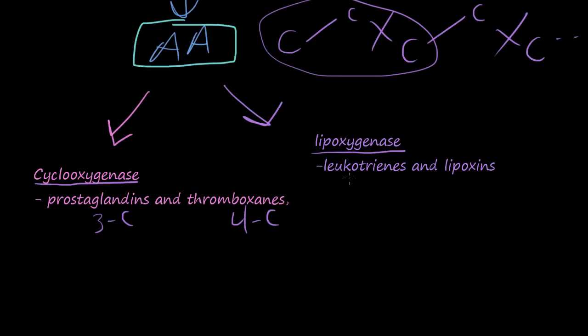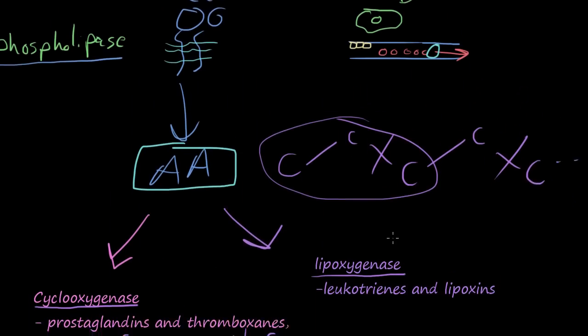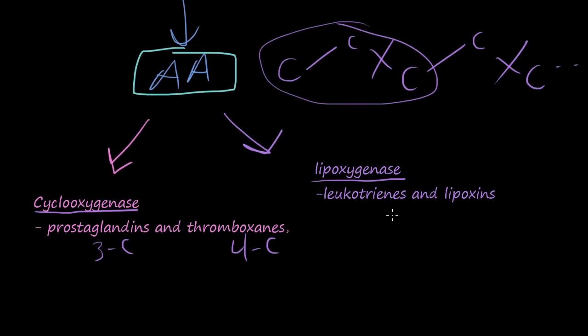If it needs leukotrienes or lipoxins, then the lipoxygenase enzyme will do the same thing. It will chew up these arachidonic acid fatty tails into these component parts. This is a kind of a hard concept to understand. It's very confusing, and there's a lot of names and enzymes and everything.